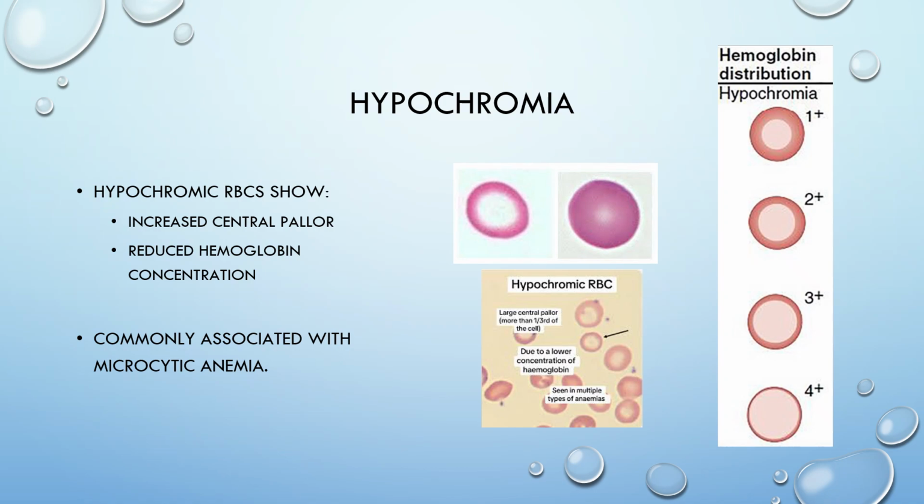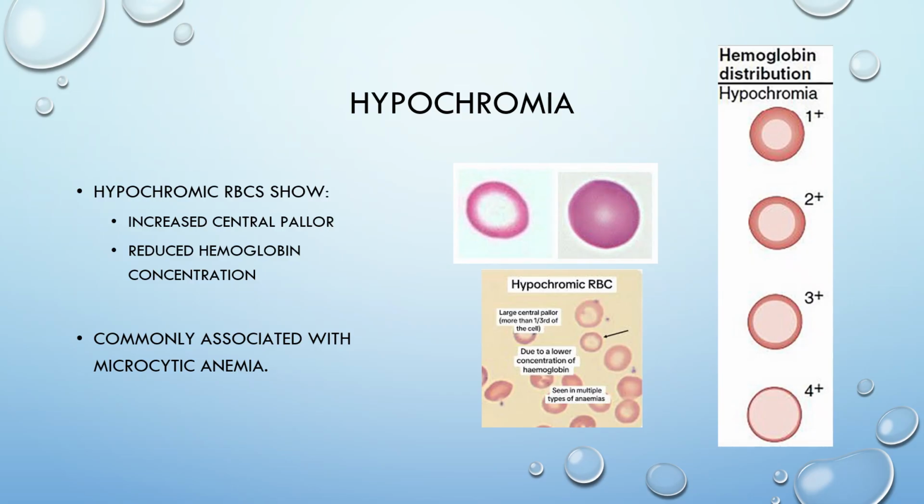Next, we have hypochromia, which refers to red blood cells with reduced hemoglobin concentration. Under the microscope, hypochromic cells appear paler than normal because there is less hemoglobin available to take up the stain. The most obvious visual feature is an increased central pallor.